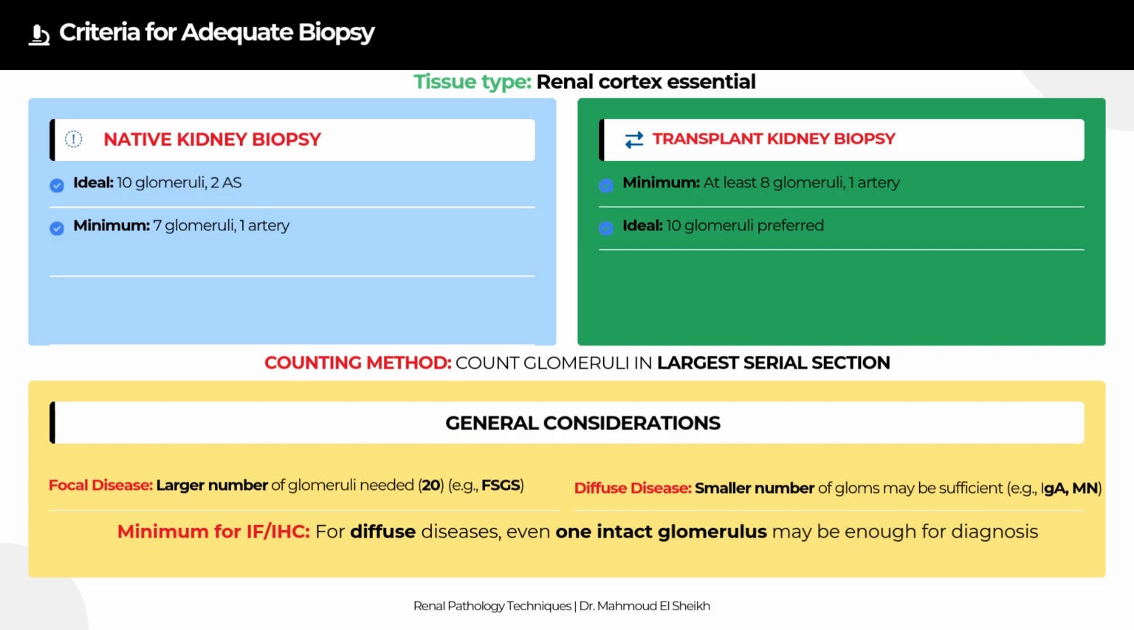For the counting method, we count glomeruli in the largest serial section. General considerations to keep in mind: for focal disease, a large number of glomeruli is needed, maybe 20, like FSGS, so that no lesion is missed. For diffuse disease, a smaller number of glomeruli may be sufficient, like in IgA nephropathy and membranous. Minimum for immunofluorescence and immunohistochemistry in diffuse disease, even one intact glomerulus may be enough for diagnosis, but as we will see later, it is only diagnosis, and we will miss many prognostic factors like activity and chronicity.